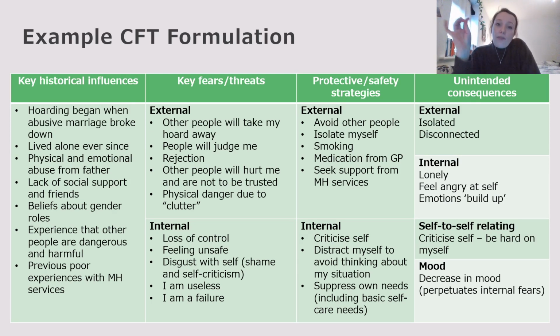Now, thinking about the key fears and threats. So you're in the second column now, looking down. You've got external and internal. So thinking about external, other people will take her hoard away, is how she felt. People will judge her. She will experience rejection from other people. Other people will hurt her and are not to be trusted. And there's physical danger due to the clutter. So, she's 69, she didn't have very good mobility. She had to climb over the clutter to be able to access stuff, which represented a massive physical risk for me when I was writing my risk assessment on this.